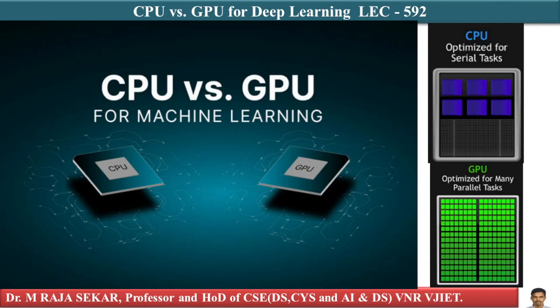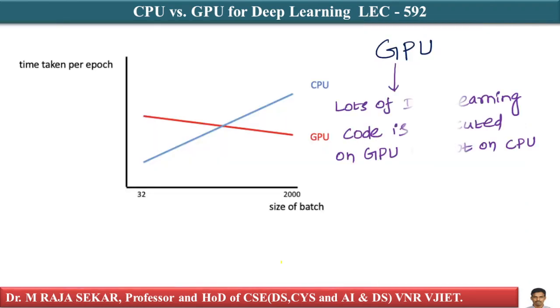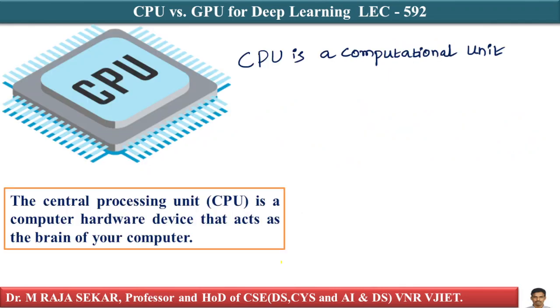In this lecture, we will try to understand CPUs versus GPU for deep learning. Let me introduce you to something called GPU, because lots of deep learning code in reality is executed on GPU and not on CPU. We all know what a CPU is. A CPU is a computational unit that we all use in any modern computer.